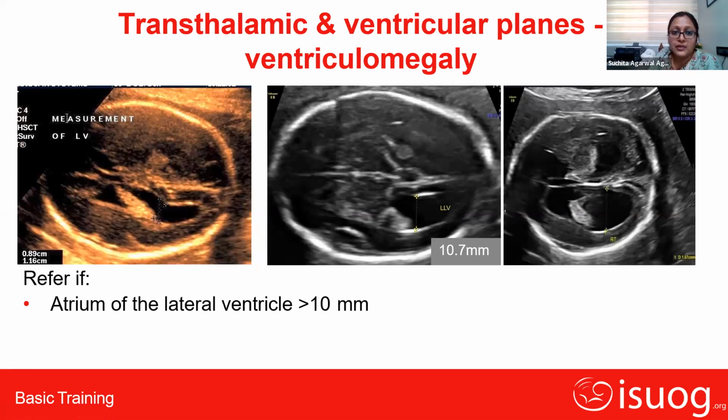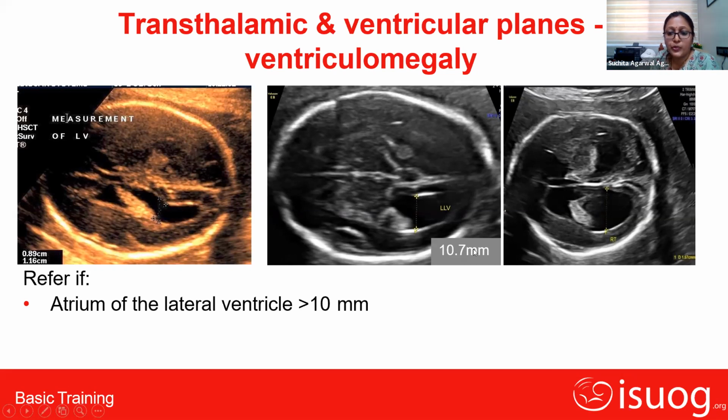Then come to transthalamic and transventricular planes. I have already discussed how to measure the lateral ventricles. One question: why do we measure the lateral ventricles over here only? Why don't we measure the lateral ventricles at the frontal horn? We measure the lateral ventricles in the occipital horn because it's the first one to dilate. The ventriculomegaly starts in the occipital horn of the lateral ventricle. So again, we measure at the level of the glomus of the choroid plexus at the parieto-occipital sulcus, perpendicular to the long axis of the ventricle.